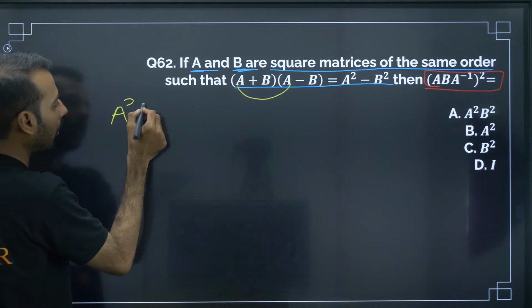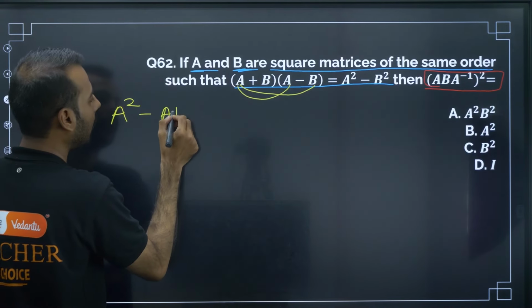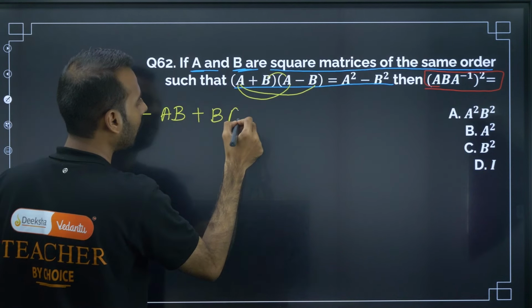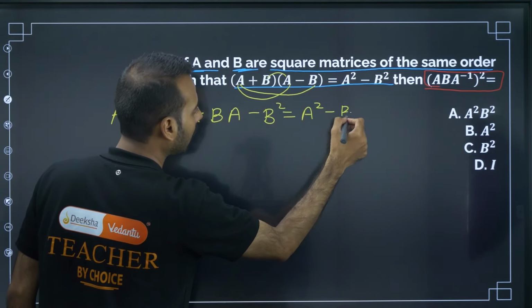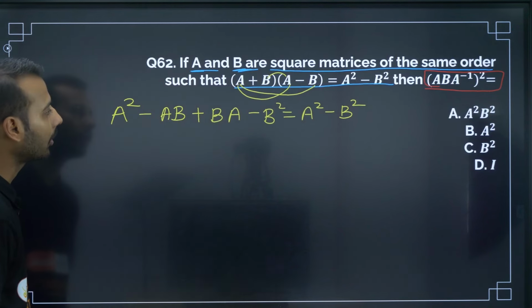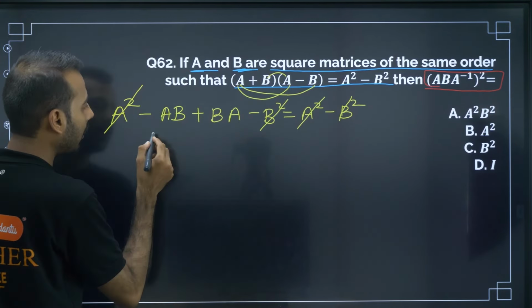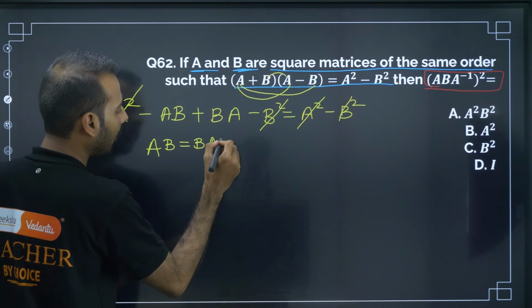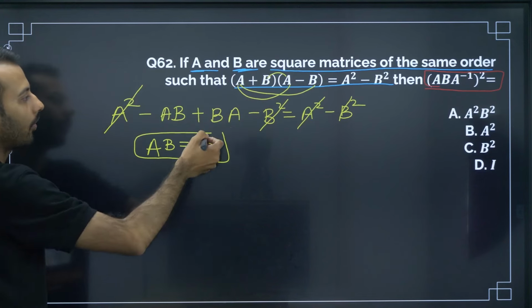I will get A square, and then I have to multiply this, minus AB, and then plus BA, minus B square, is equal to A square minus B square. A square minus B square, if I cancel on both sides, from here I can come to a conclusion: AB is equal to BA. AB is equal to BA is the given information. Directly they have not given it, but from here we get it.